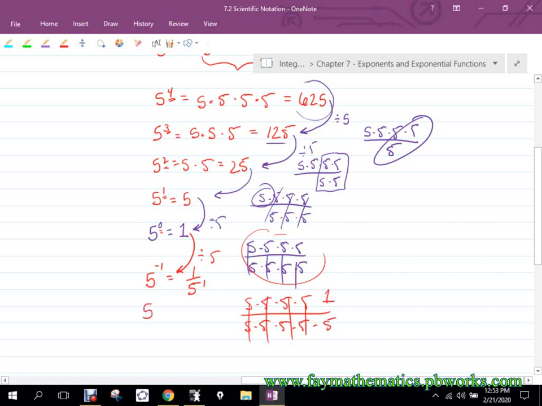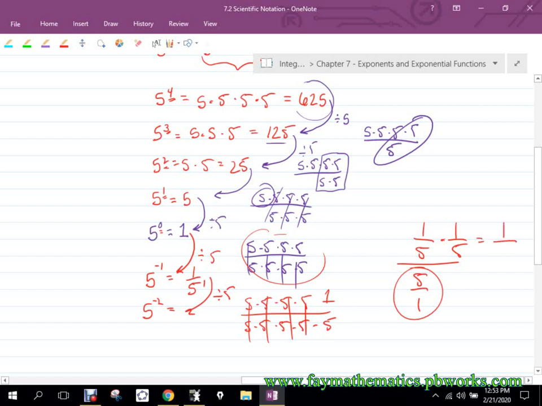Okay, let's go 5 to the negative second. Well, that means I'm going to divide this 1/5 by 5 again. Does that make sense? Well, algebraically, 1/5 divided by 5 looks like that. And the way we do that is we multiply by that reciprocal. Dividing by a whole number, or dividing by anything, is the same as multiplying by its reciprocal.